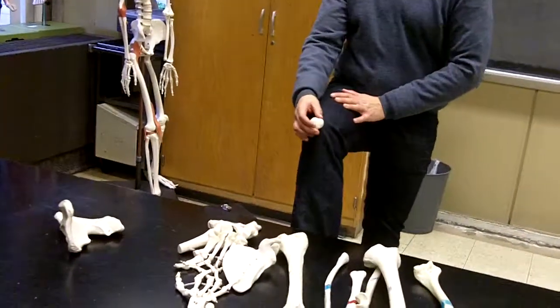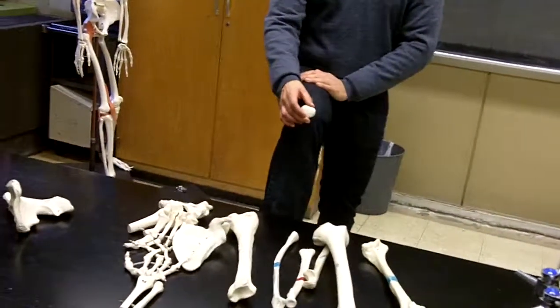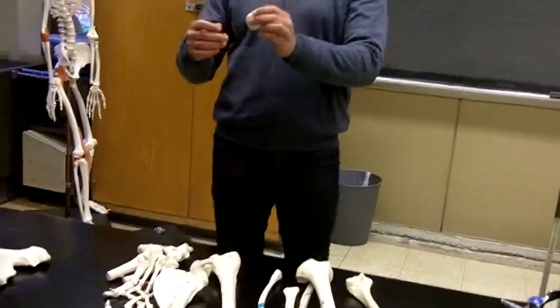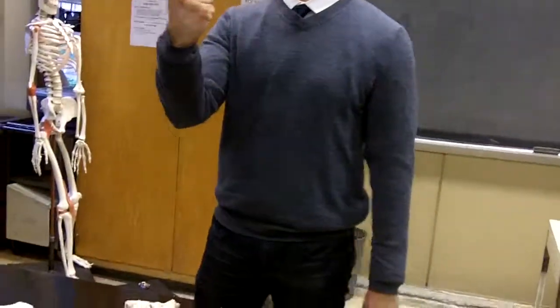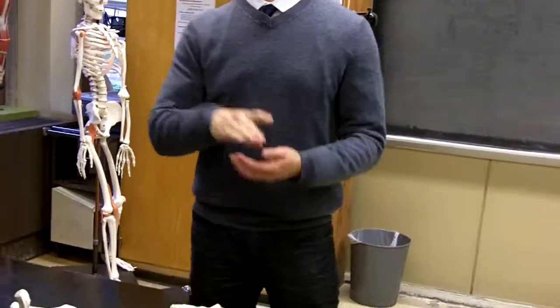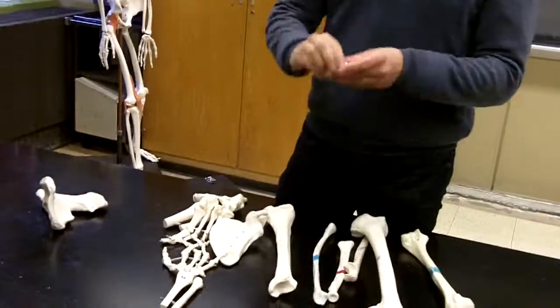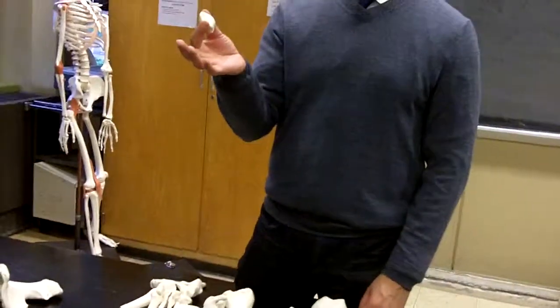We call it patella. What can we call it? Patella. Good. What's the one that's inside my hand? Patella. What's the one you're looking at? Patella. What's this one called? Patella. Good.